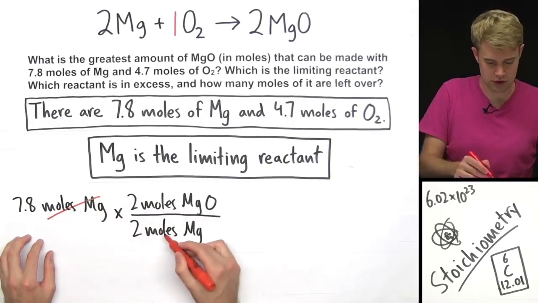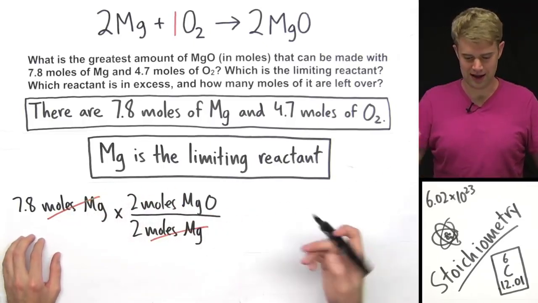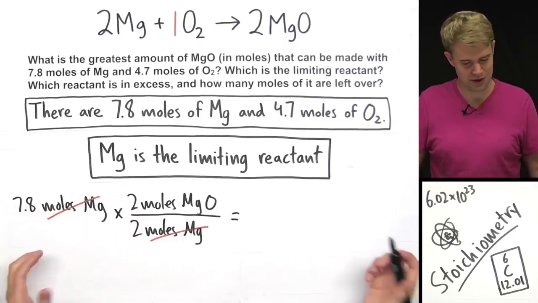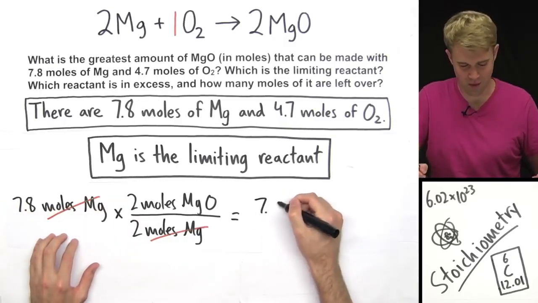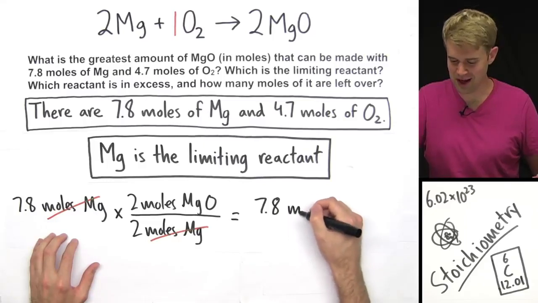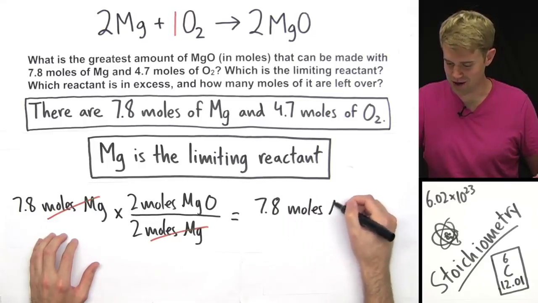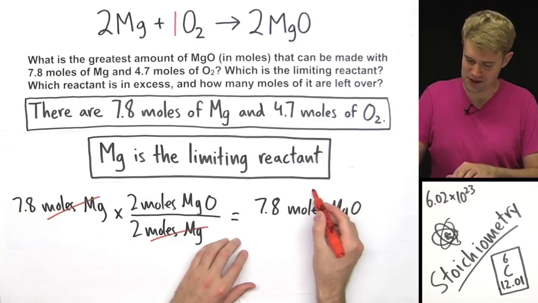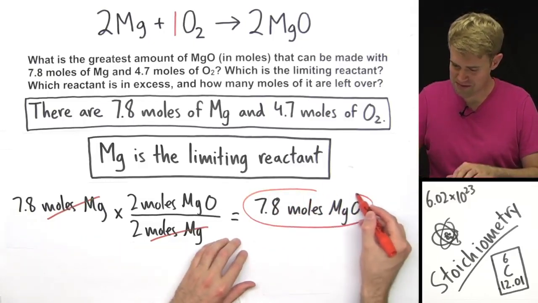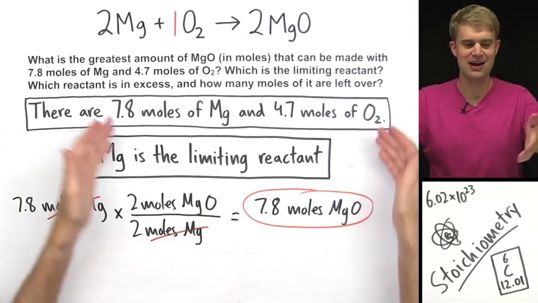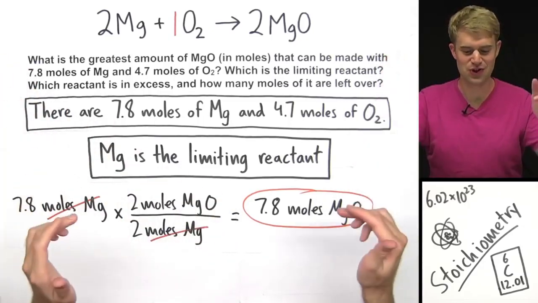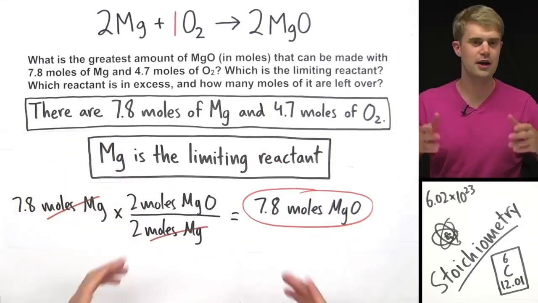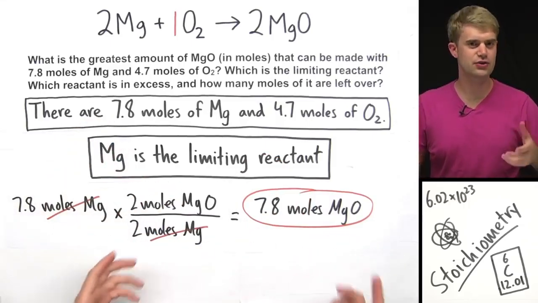We have moles Mg, that cancels out. And 7.8 times 2 divided by 2 is just the same as multiplying it by 1. We're going to get 7.8 moles of MgO, magnesium oxide. And this tells us the greatest amount of magnesium oxide that can be made here, starting with the maximum amount of the limiting reactant. Now finally, let's talk about excess reactant.